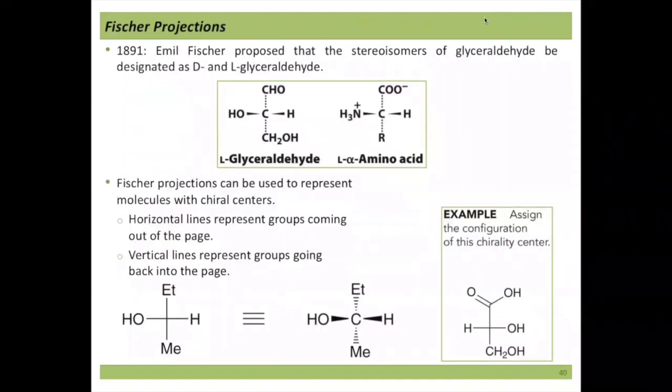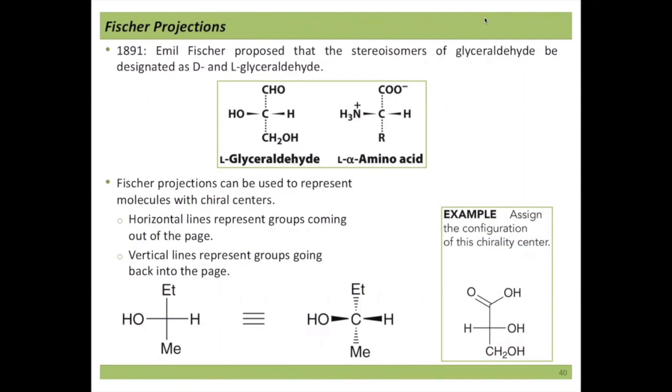Okay, but we want to talk about amino acids, but we first need to understand where this term L amino acid came from. I mentioned briefly that all natural amino acids are L, and it comes from L-glyceraldehyde, which is actually the simplest sugar. So we'll talk about that. But in 1891, Emil Fischer proposed that stereoisomers of glyceraldehyde can be designated as D or L.